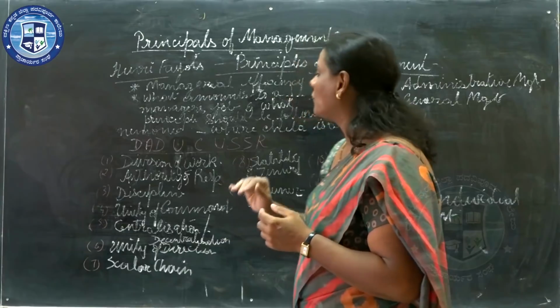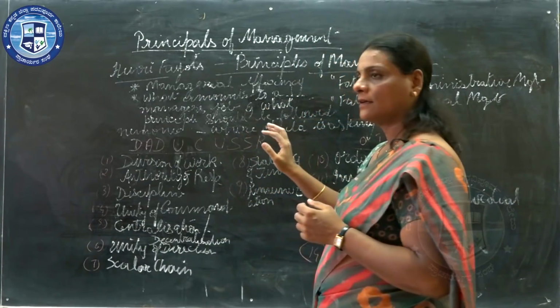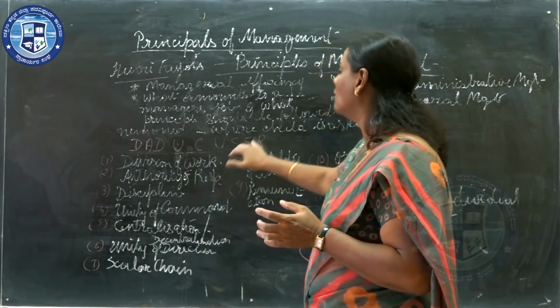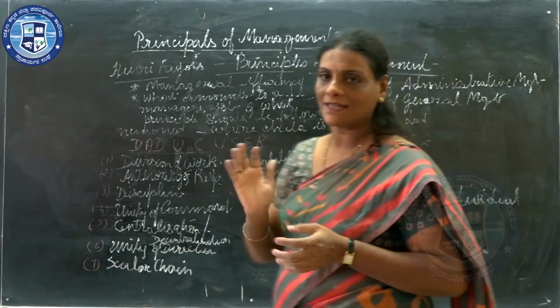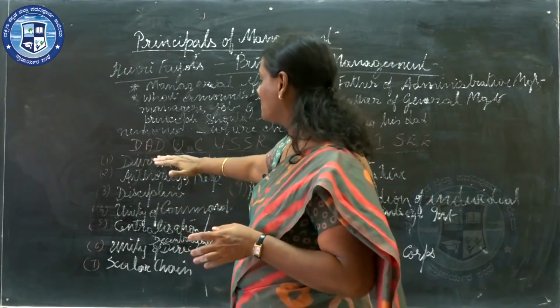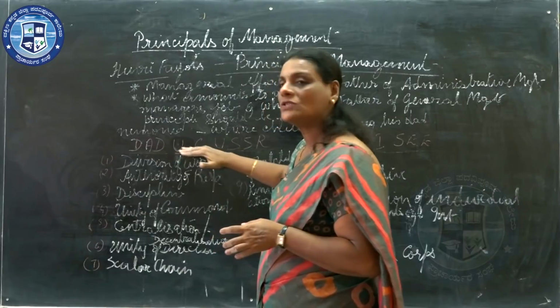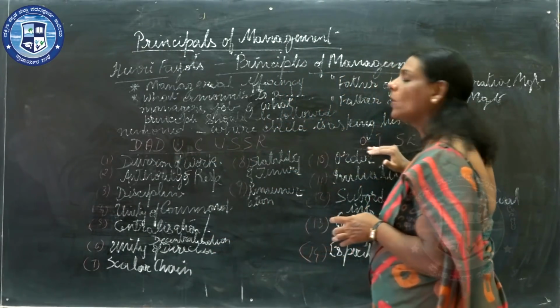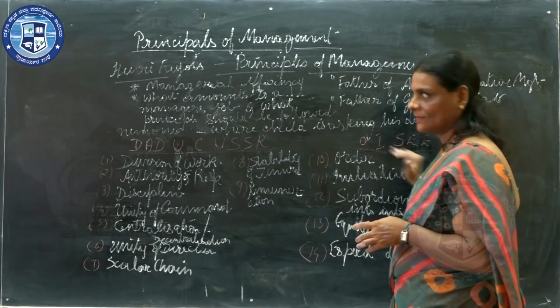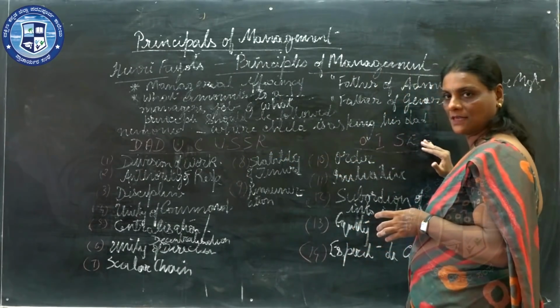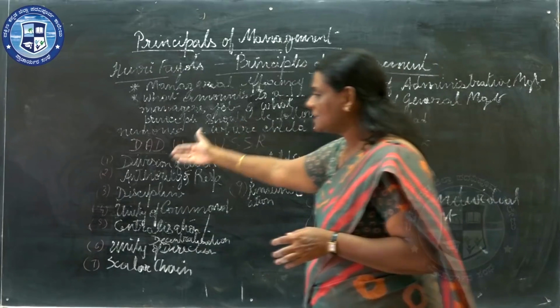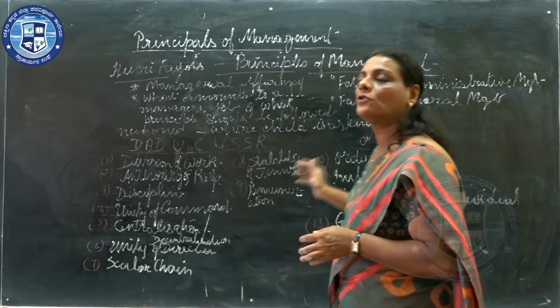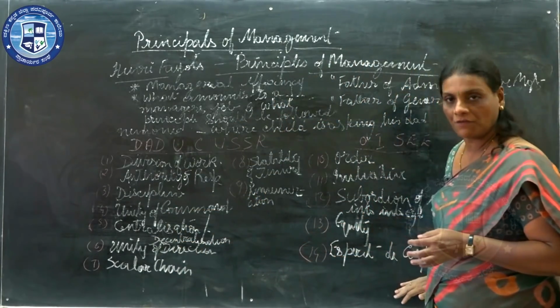So, by way of a mnemonic, we have a mnemonic given here, where a child is asking his dad, very simple, Dad, you see USSR? Dad will reply, oh, I see. So, there are 14 letters given out here. Now, these 14 letters form the 14 principles of Henry Fayol.